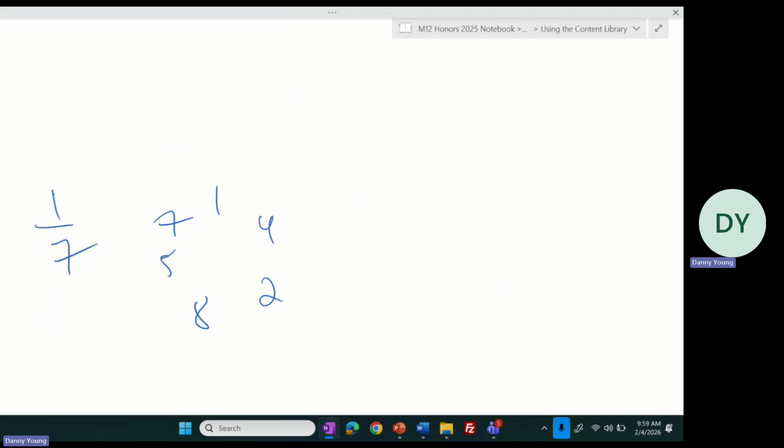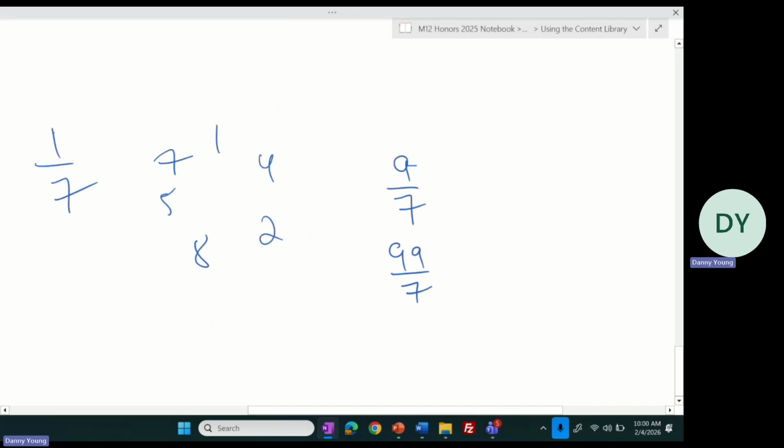Pull out your calculators. I'll do this with you so you can observe from the beginning. Number one: can you go 9 divided by 7? Will it give you an integer? The answer is no, it won't be a whole number. So 9 is not divisible by 7. Is 99 divisible by 7? No, as well.